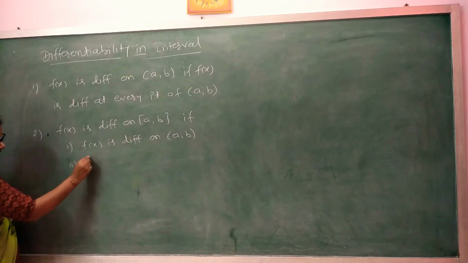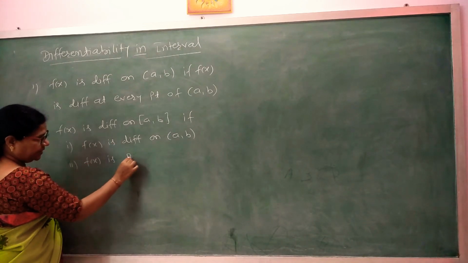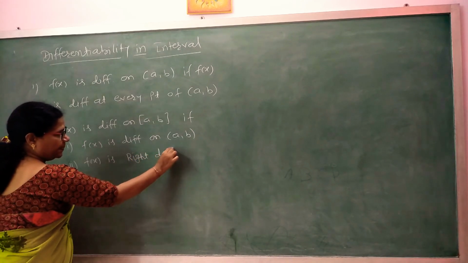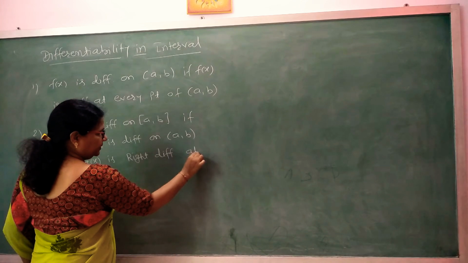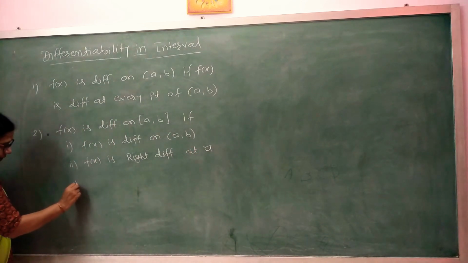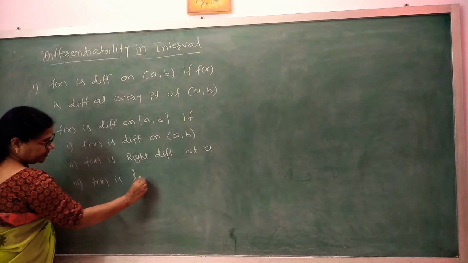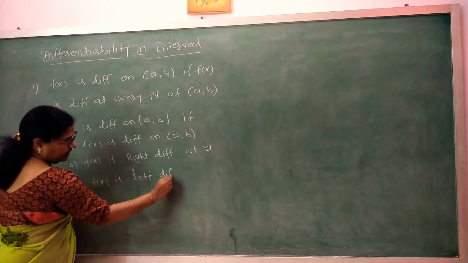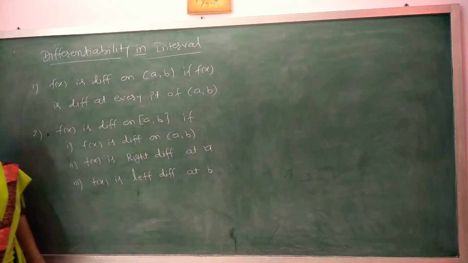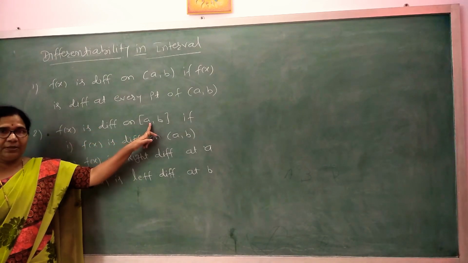Second, f of x is right continuous or right differentiable at A. And third, f of x is left differentiable at B. Then we say that the function is differentiable on the closed interval AB.